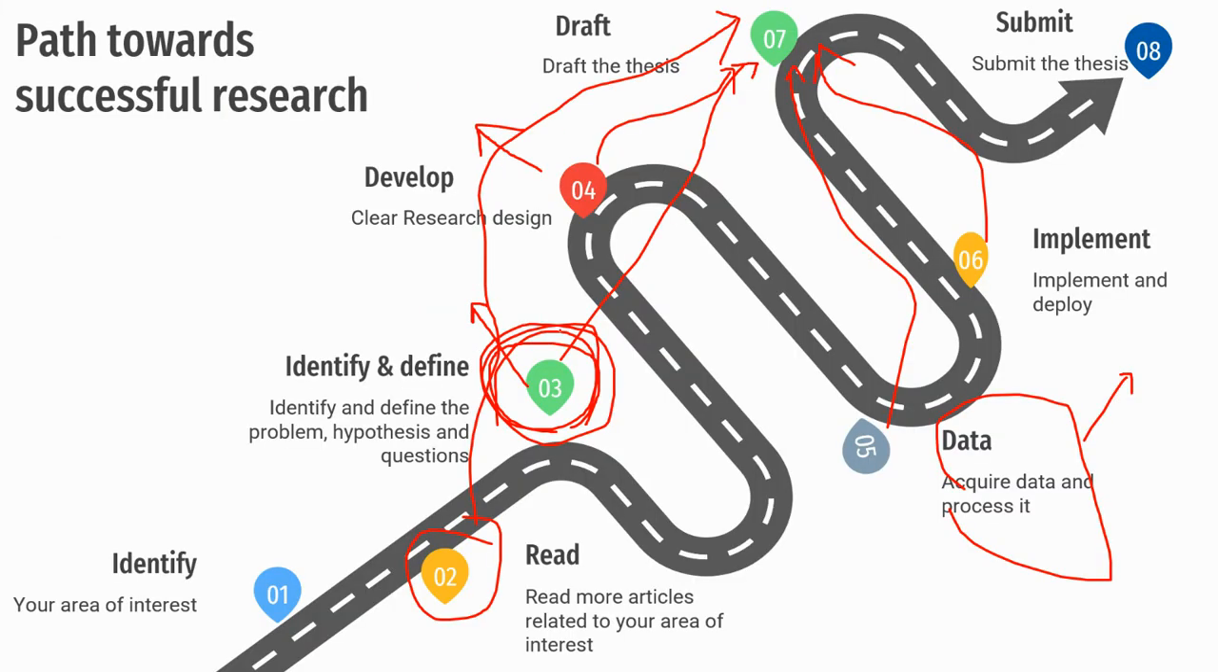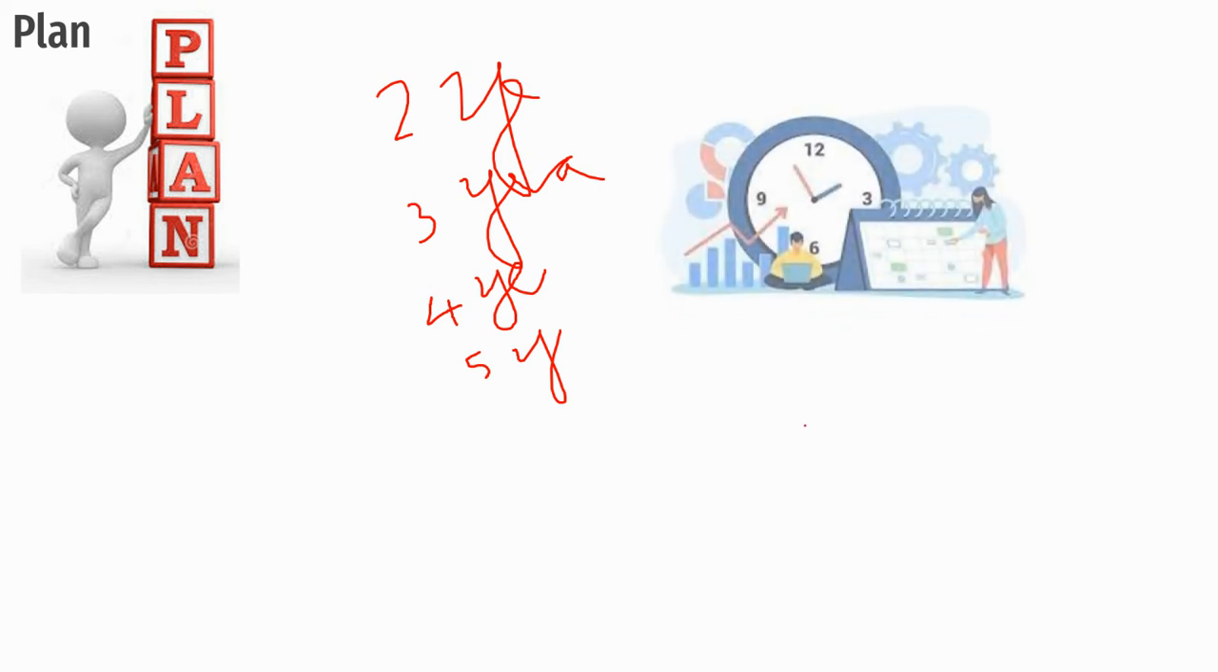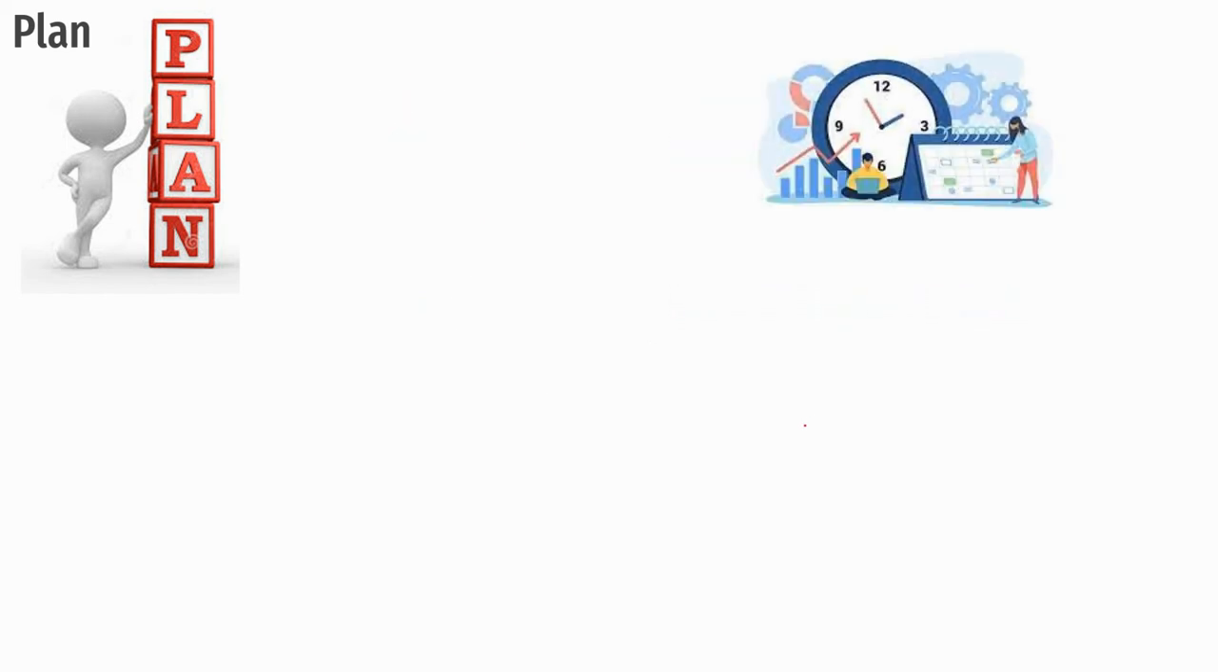This is the plan you have to make: when you should read all the articles, and when to define your problem. So that you have to decide. Before everything, you have to decide which university you are going to apply to. Once you have decided, you have to start identifying all these things. So that is the main thing, you have to plan properly.